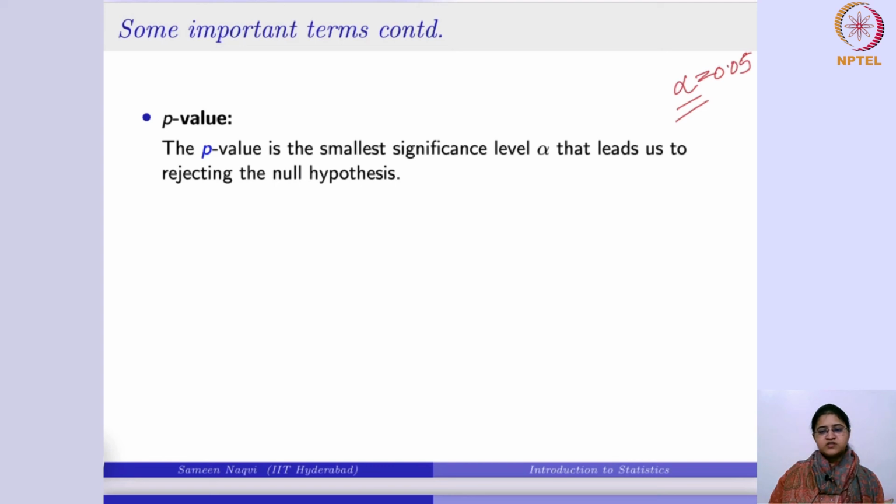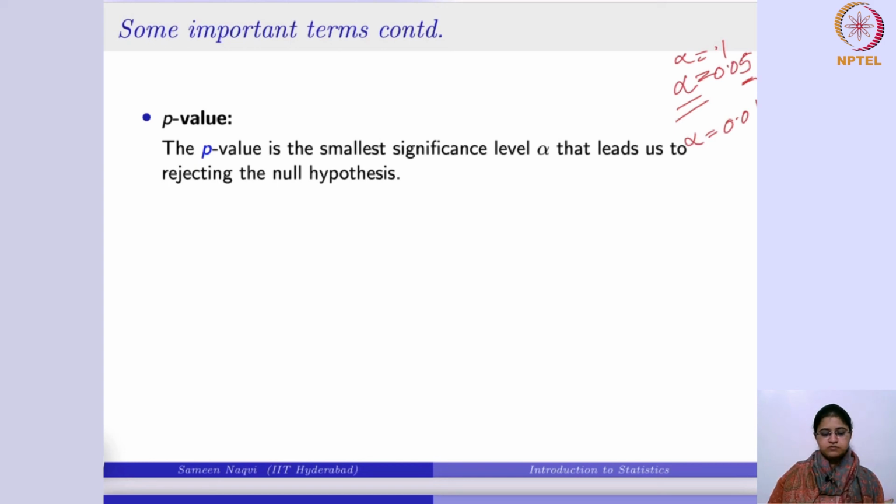Now in the same study, somebody is taking a 5% risk, another person could say, no, I would take only a 1% risk, right? So it can keep on going. Someone else can say, no, I would take 0.1%. So these are different levels of significance, but the p-value is the smallest significance level that leads us to rejecting the null hypothesis. You cannot go beyond that, it is that particular value. This is a very general definition of the p-value.